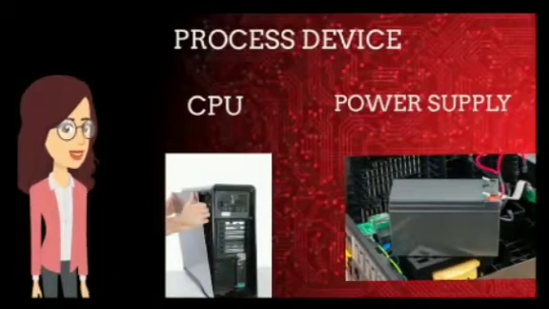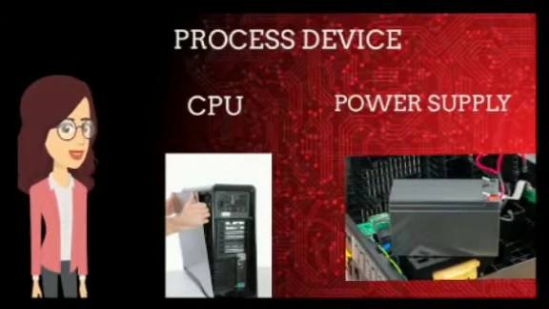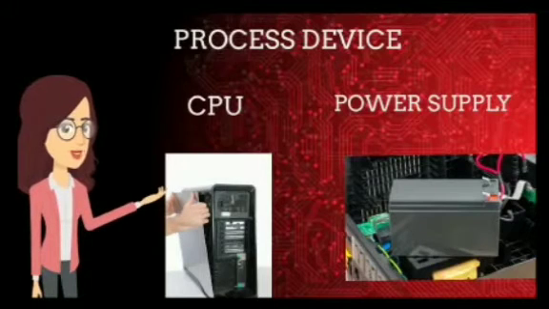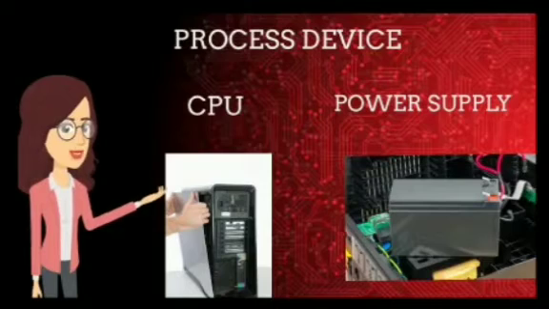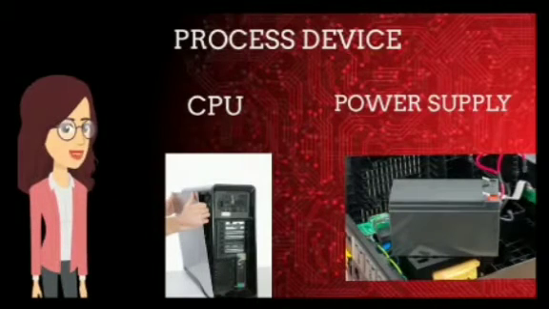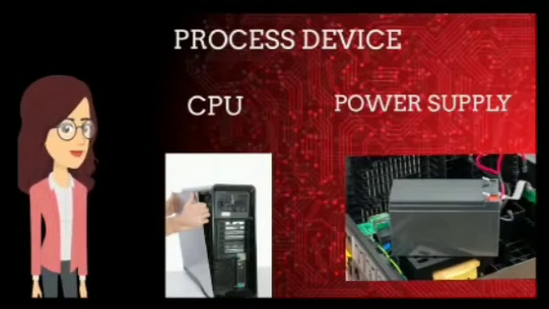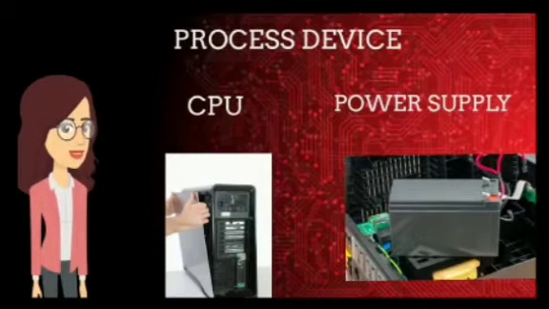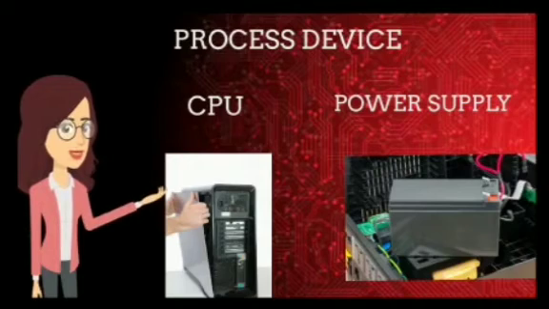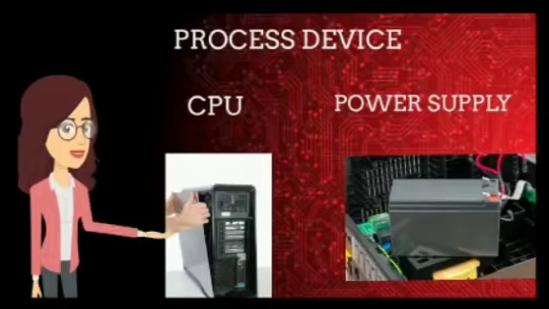Now I want to explain you about process devices. Process devices are the components responsible for the processing of information within the computer system. These include devices such as CPU, power supply, motherboard, computer memory, and expansion card. The first is CPU, or Central Processing Unit. CPU is the brain of computer when processors are run. It is one of the most expensive parts of hardware. Modern CPU can perform multiple tasks simultaneously.